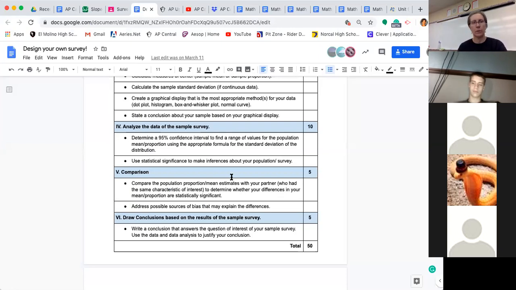So now we are talking about the statistical significance to make inferences about your population survey. And that's what I was talking about. Most of you guys are probably just going to use 50% for that. So like Jordan's, let's say his confidence interval was 50 to 70%. Well, that just barely has the 50% in it, right? And so because 50% does fall within that interval, you would say there is not statistical significance.